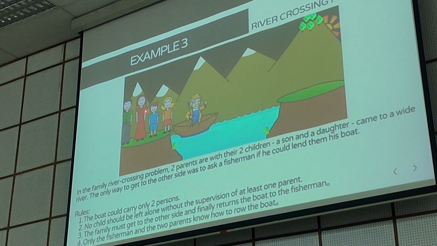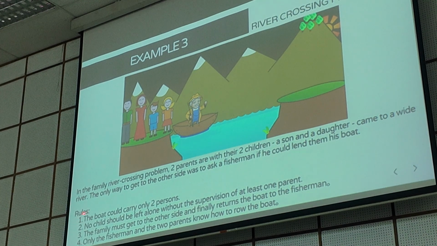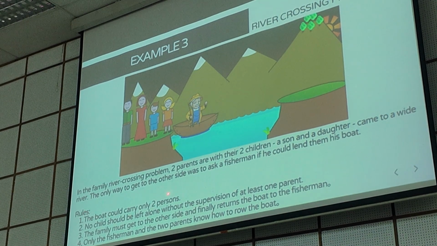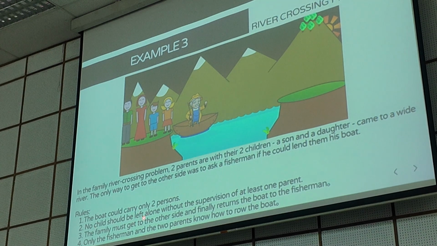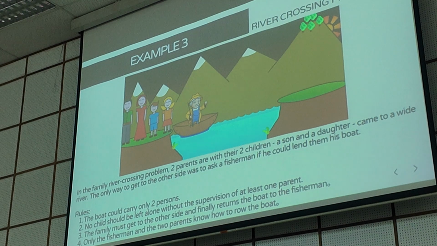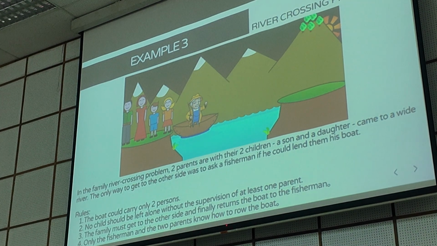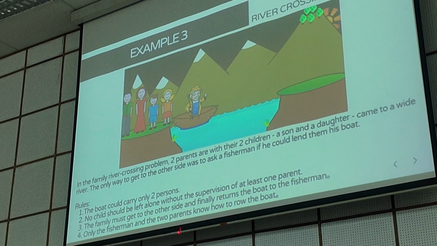So you need to move these 5 persons here from the left hand side to the right hand side, but there are some rules. The boat could only carry 2 persons. No child should be left alone without the supervision of at least one parent. Means that you cannot have children without any parents together, right? The family must get through all the time. The family returns the boat to the fisherman, and only the fisherman and the 2 parents know how to row the boat. So these are the rules here.